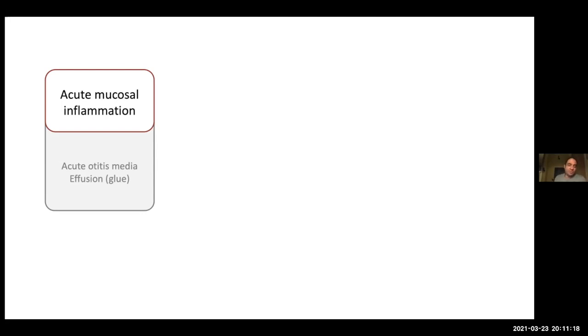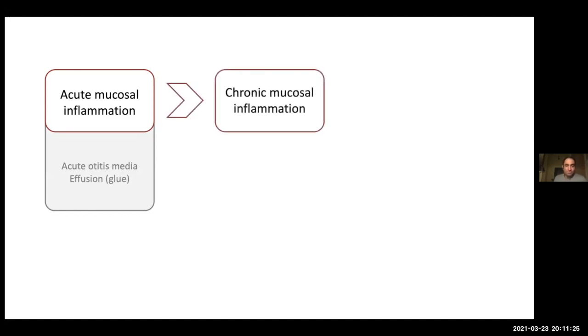But 95% of the time after you get an acute otitis media, there is a middle ear effusion. It's just very short-lived, and we don't see that. Then we can get this transition to chronic mucosal inflammation. We don't really understand what leads to that chronicity. It may be due to persisting low levels of bacteria. It may be due to host genetic factors.